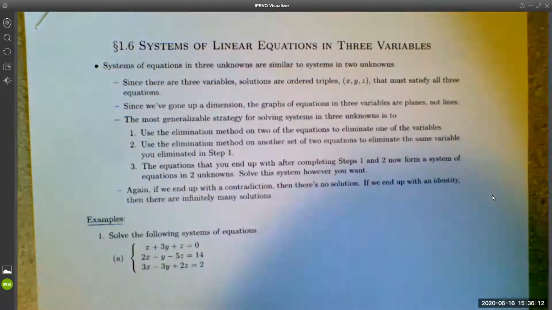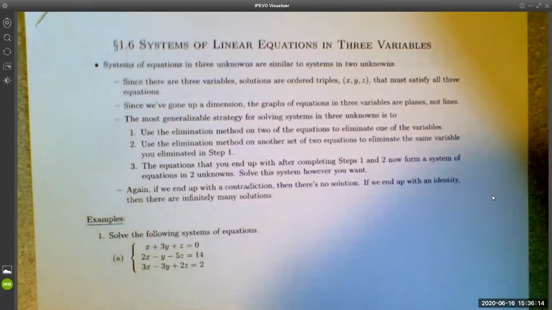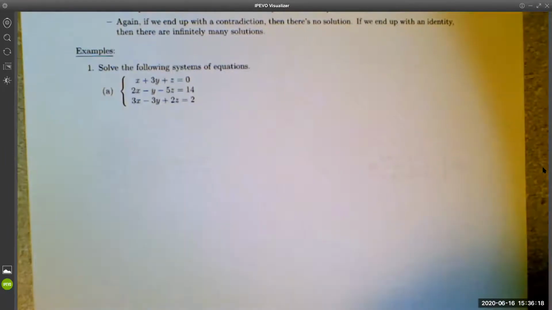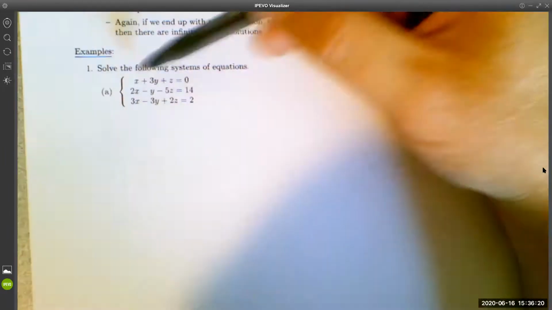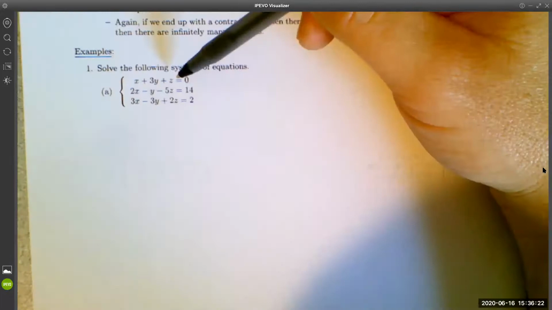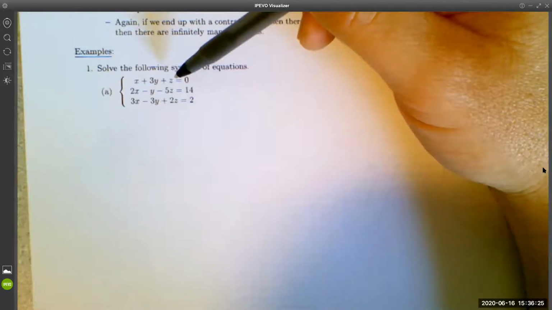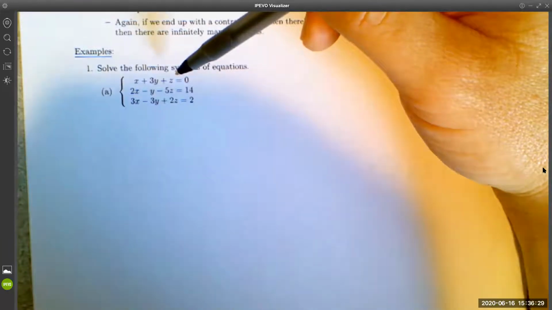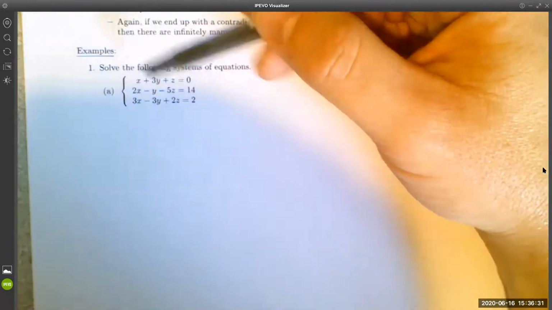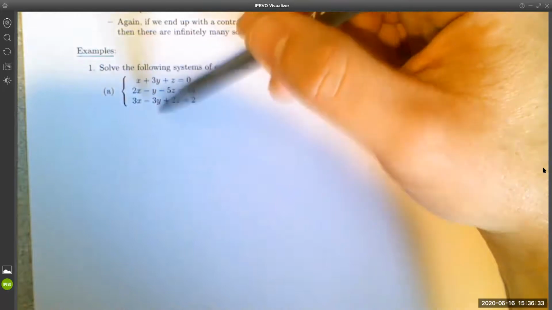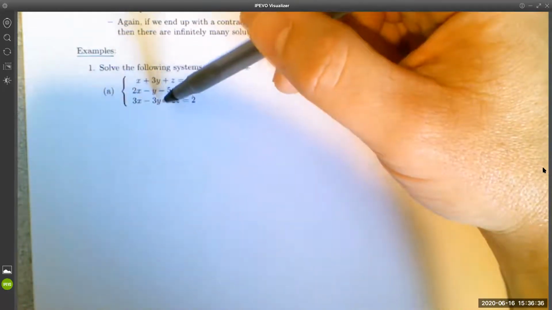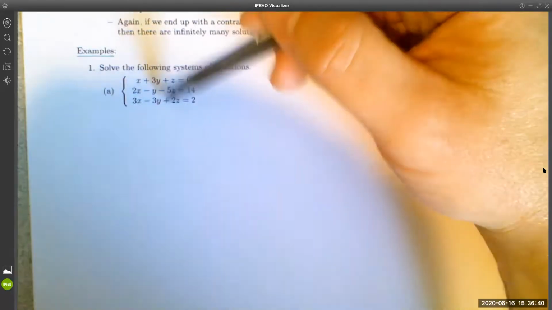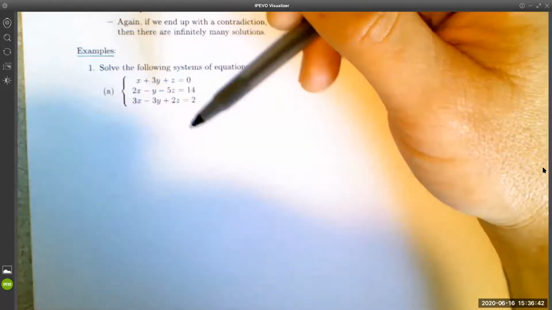So let's look at some examples. Looking at this example, I want to be able to eliminate the same variable in 2 of the equations. I think eliminating the y's is a good candidate, because I can just add the top equation to the bottom equation as they are, and the y's will become eliminated.